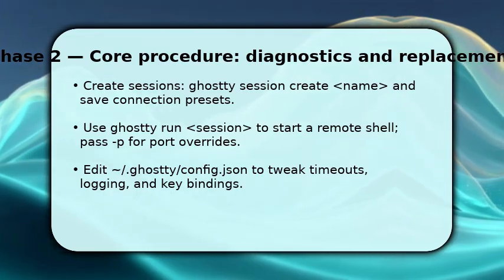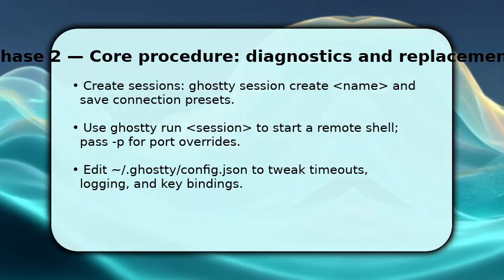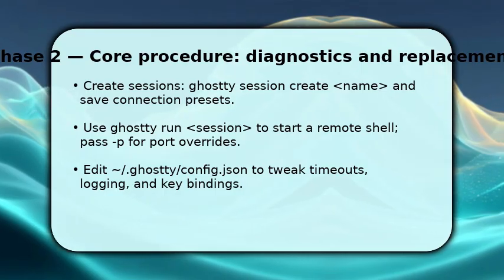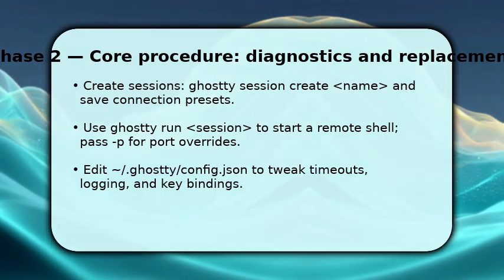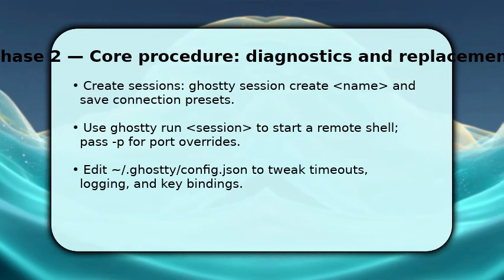Edit the config.json in ~/.ghostty to adjust timeouts, logging levels, and key bindings. These settings control reconnection behavior and session history. This keeps your workflows consistent and speeds repeated access.